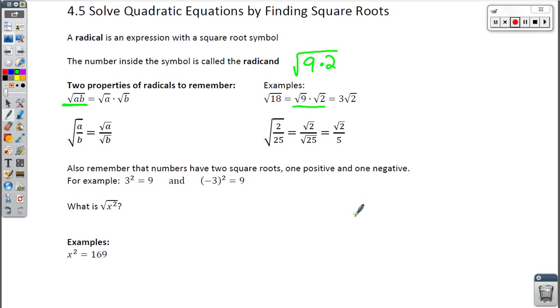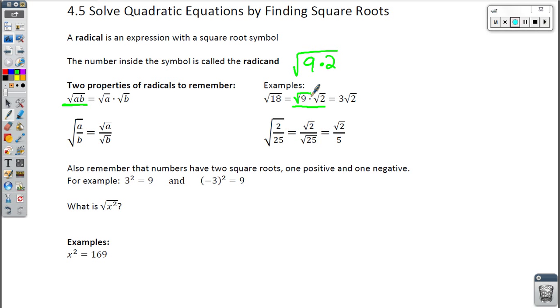So I like to think of square roots as like a question. So this is saying, what number multiplied by itself gives you 9? Well, 3 multiplied by itself gives you 9, so the square root of 9 is 3.